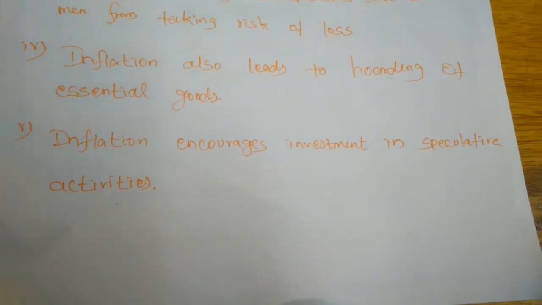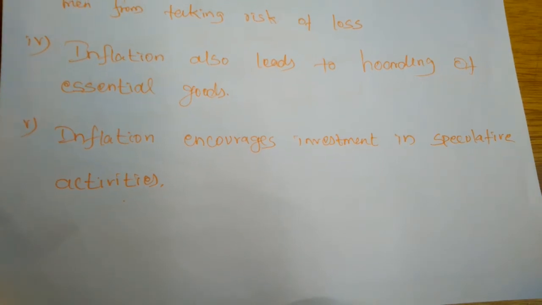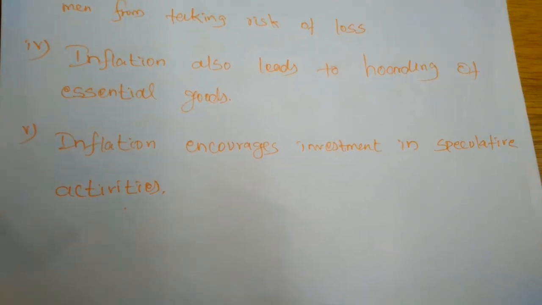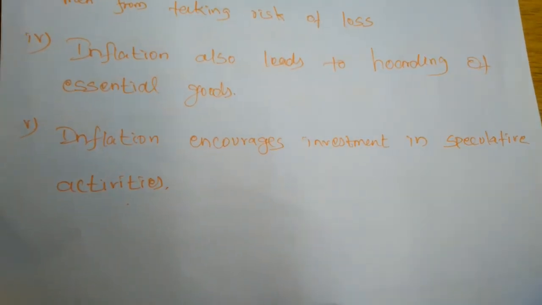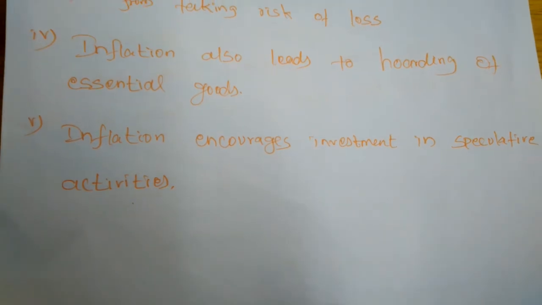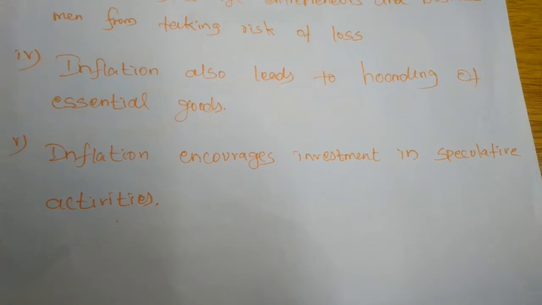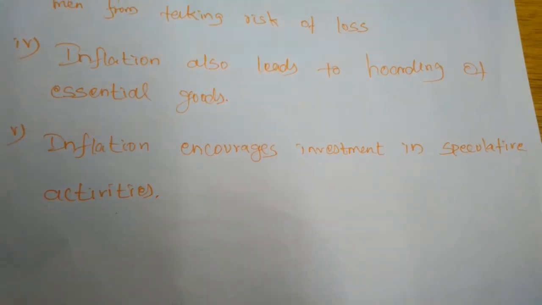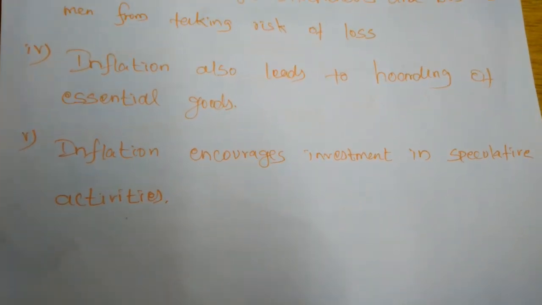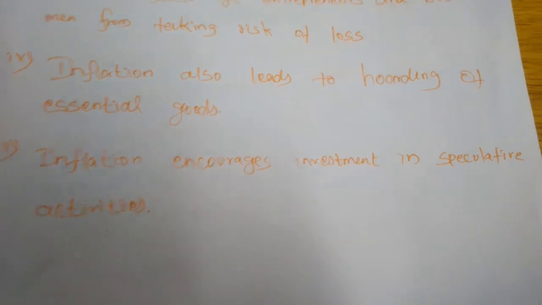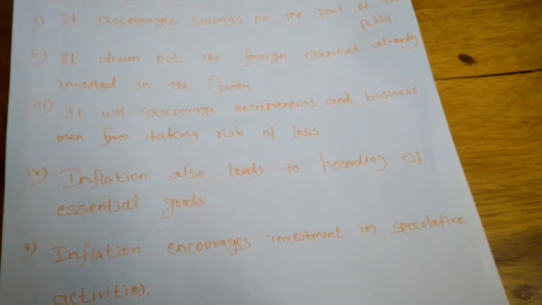Now, if the price of gold increases, the value of shares and gold will also increase. So instead of investing in production, the producers and investors will invest in shares and debentures. This also leads to more inflation, because there is no production and there is more demand, so automatically the prices will increase even more. These are all the effects on production.